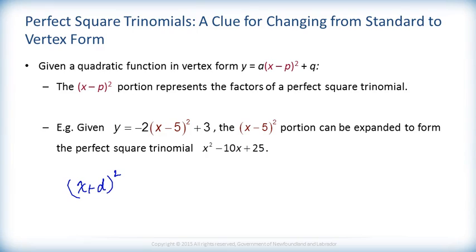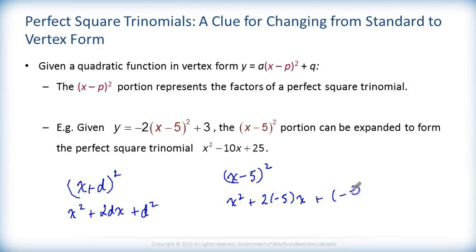You may recall from our last clip, we have found a way to shortcut the FOIL process for squaring a binomial. It is x squared plus twice the d value times x plus the d value squared. So in this case, x minus 5 squared, the perfect square trinomial, would be x squared plus 2 times -5x, because our d value is -5, and plus the -5 squared, because again the d value is -5. So it gives us x squared minus 10x plus 25 for the perfect square trinomial.